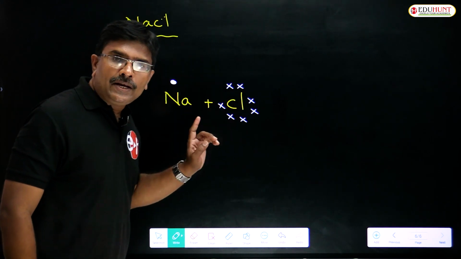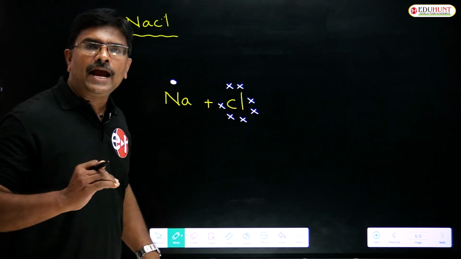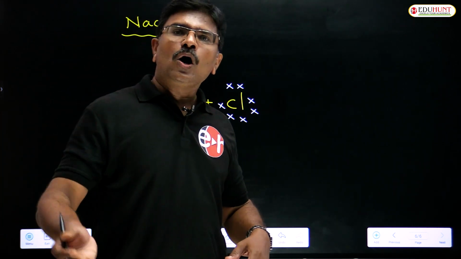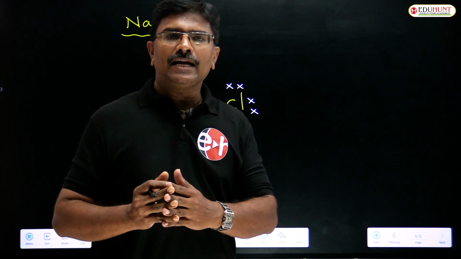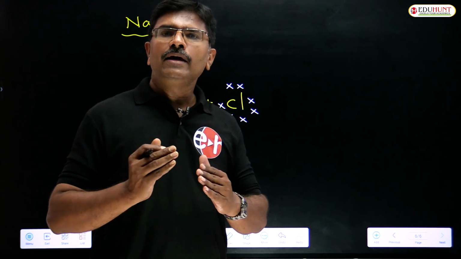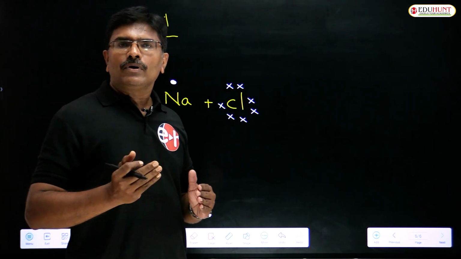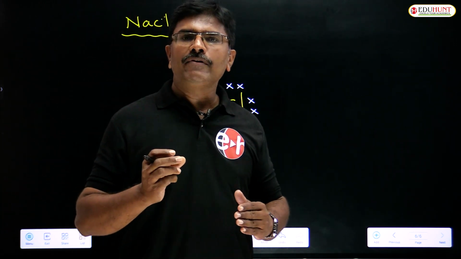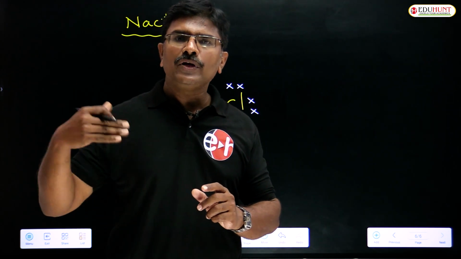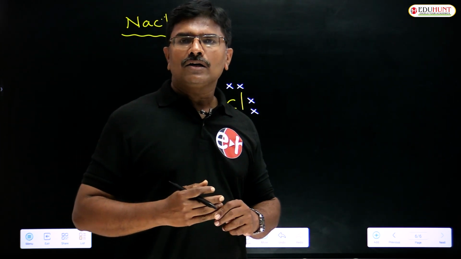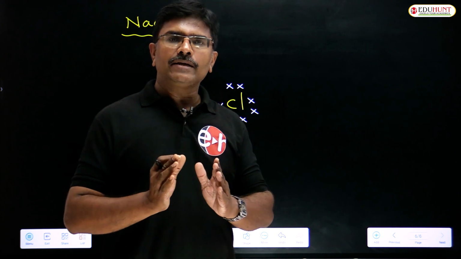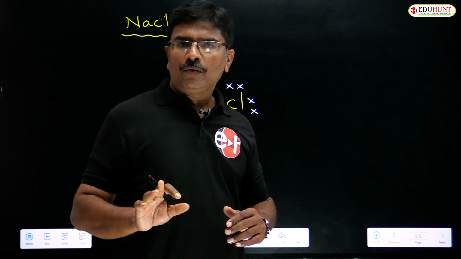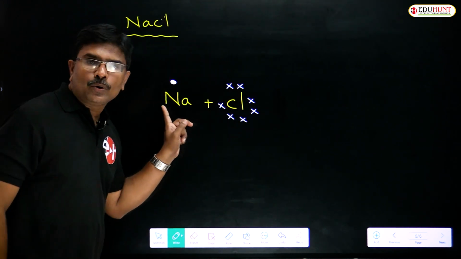Now for the stability, every atom is either losing electrons, gaining electrons or sharing electrons only to attain stability. To attain stability, every atom should acquire the octet configuration, which we already learned. Octet configuration means every atom tries to acquire 8 electrons in its valency shell. Please come to the sodium now.